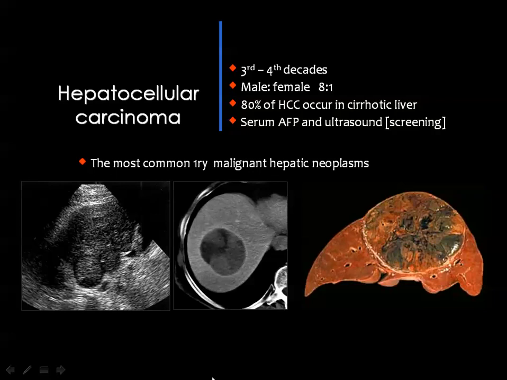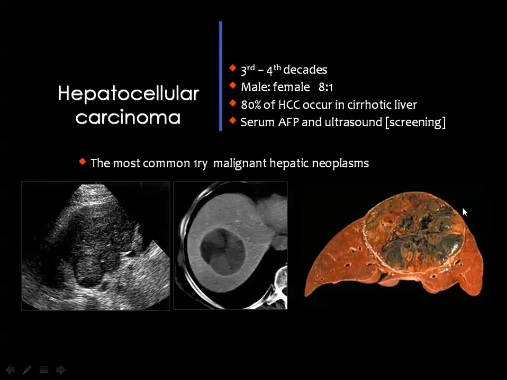You know that the most common primary malignancy of the liver by far is hepatocellular carcinoma, and it has a great intimate relationship to liver cirrhosis, and 80% of hepatocellular carcinomas occur in the cirrhotic liver. The serum alpha-fetoprotein and the ultrasound are usually used for screening a patient with cirrhosis, looking for the possibility of hepatocellular carcinoma.